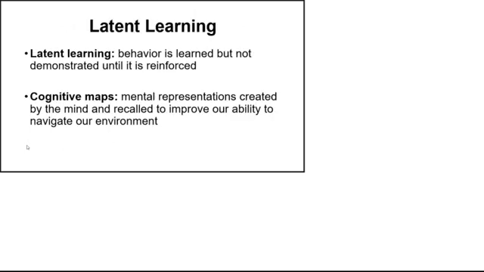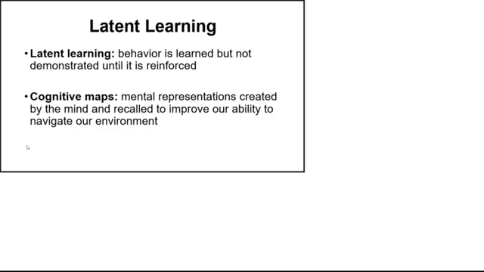And so specifically, we're going to be talking about a concept called latent learning. And this is when you learn a behavior, but you don't actually demonstrate that you've learned that behavior until the opportunity presents itself. So until you are motivated or reinforced for performing that behavior, we have no way of really telling if you've learned anything. And this was tested mostly in terms of what's called cognitive maps. So our mental representations in our minds of our environment.